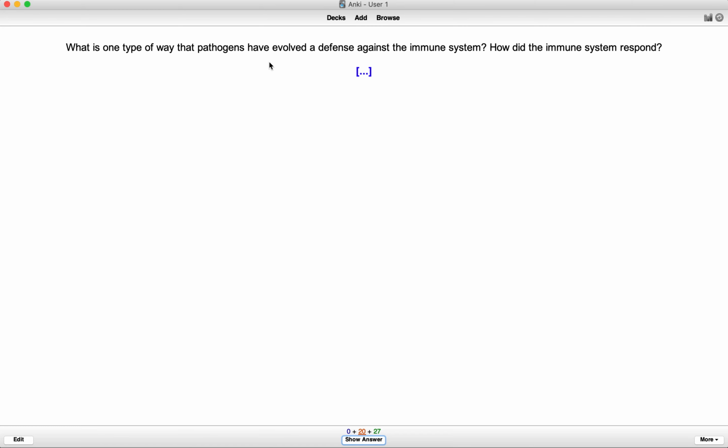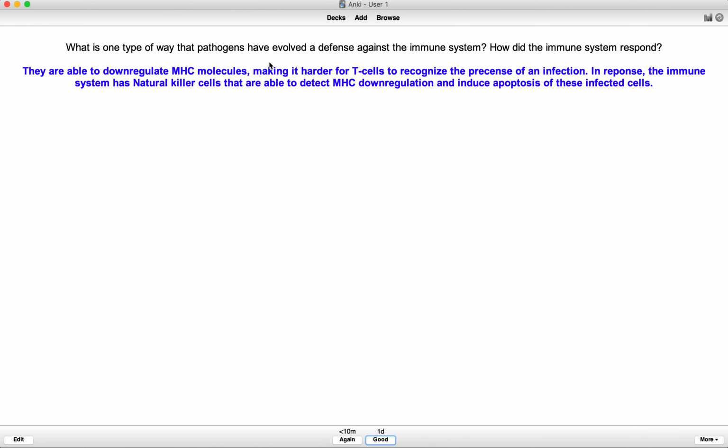They downregulate MHC molecules, so they don't present the antigens on the cell. And the immune system has natural killer T cells that recognize the downregulation to induce apoptosis of these cells that have a decrease in MHC from the pathogen.